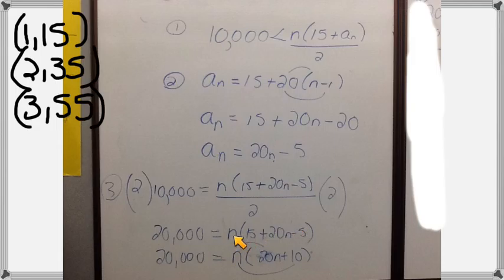I'm going to go ahead and use the distributive property here to expand this. The first thing I did was simplify. Instead of writing this out as 15 plus 20n minus 5, I combined the 15 and the negative 5, and then I distributed. 15 and negative 5 is 10, so that becomes n times the quantity 20n plus 10. N times 20n is 20n squared, and n times 10 is 10n.